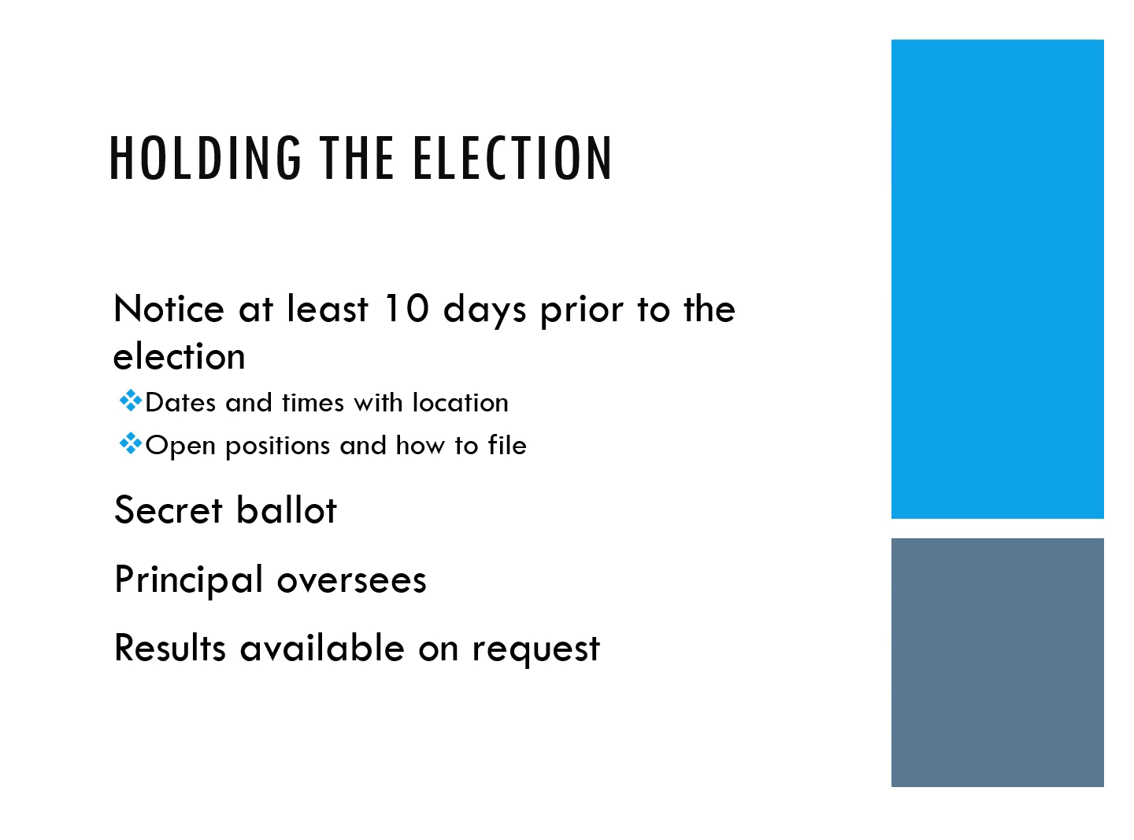10 days prior to the election, the principal should notice the election with the dates and times, and also with the number of open positions and how to file. The principal oversees the election. The election must be held with a secret ballot, and results of the election are available on request.